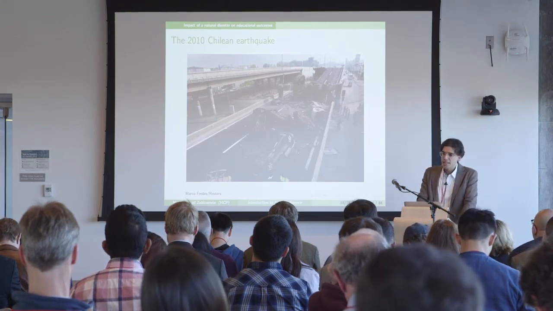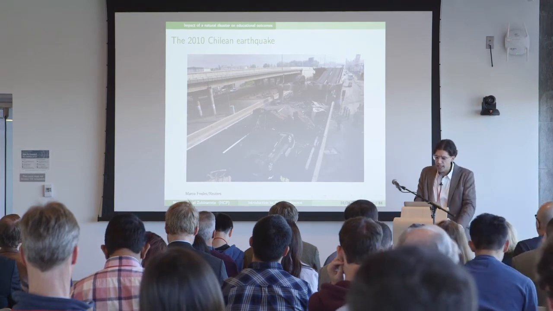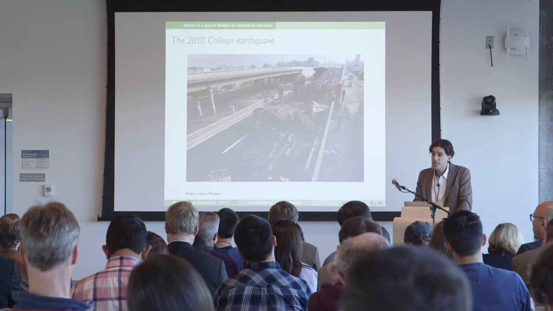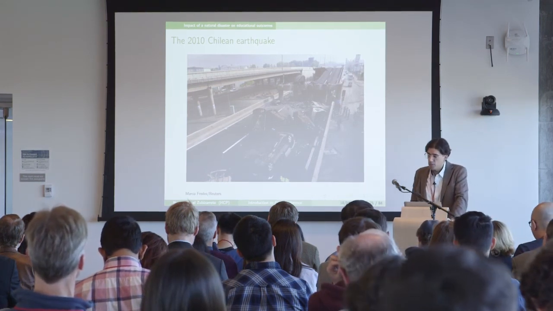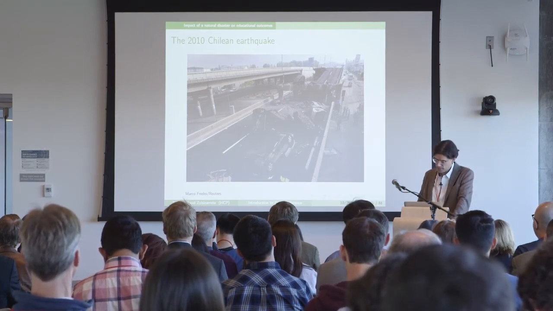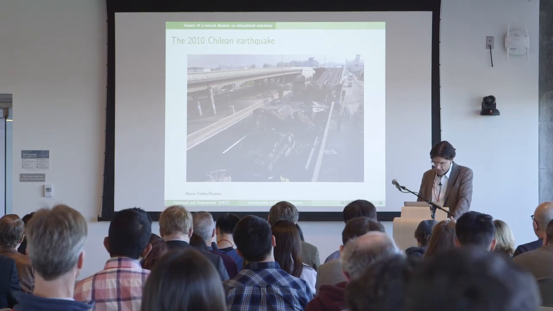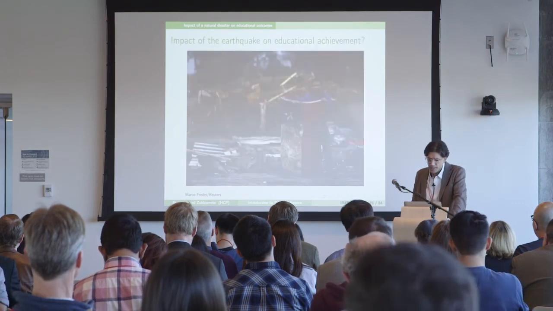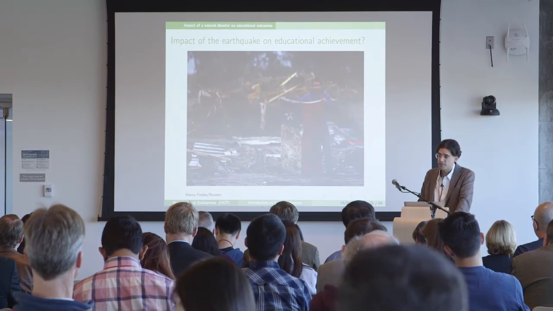So here I'm going to switch examples. We're going to forget about the labor training example, and we're going to ask what was the impact of the 2010 Chilean earthquake on educational outcomes. The 2010 Chilean earthquake was a massive earthquake, the 4th strongest in the world until that time. And yeah, it caused a huge devastation in the country. And the question we're going to ask is, what was the impact of the earthquake on educational achievement?